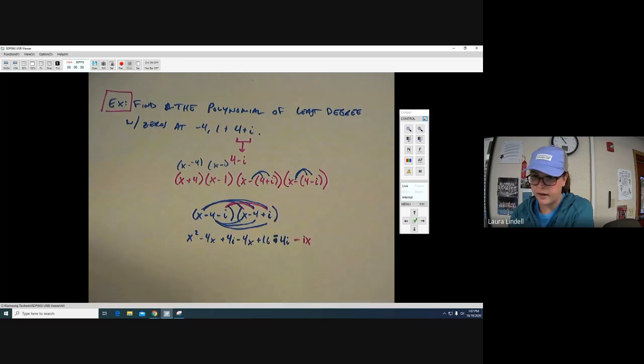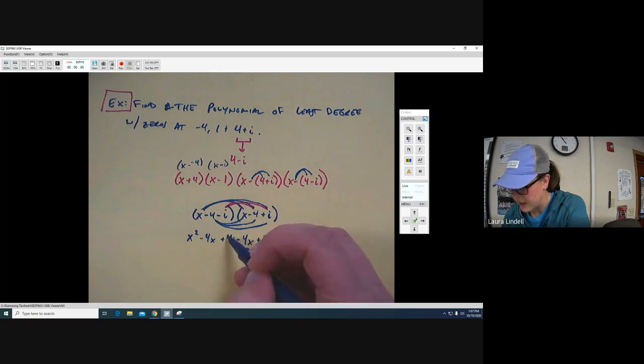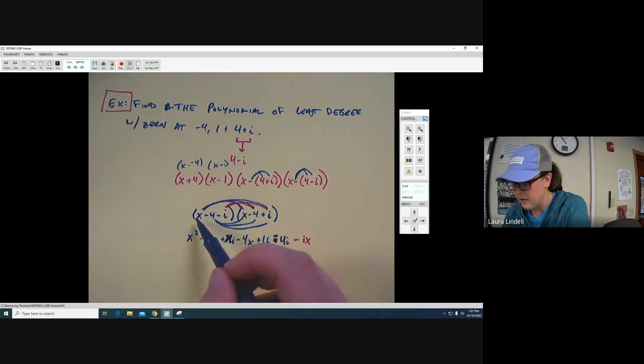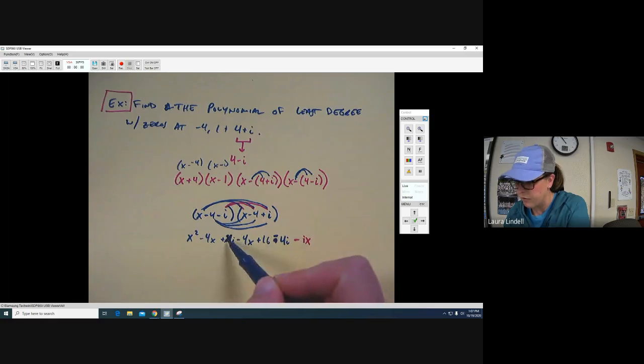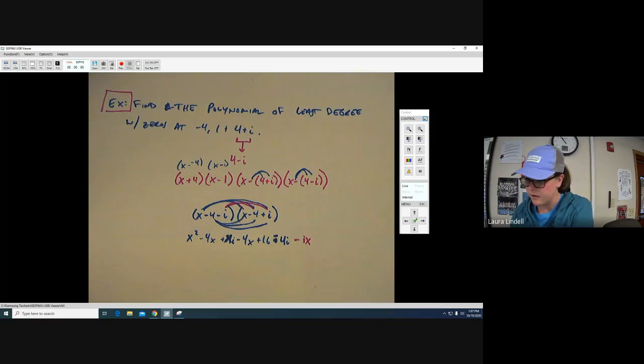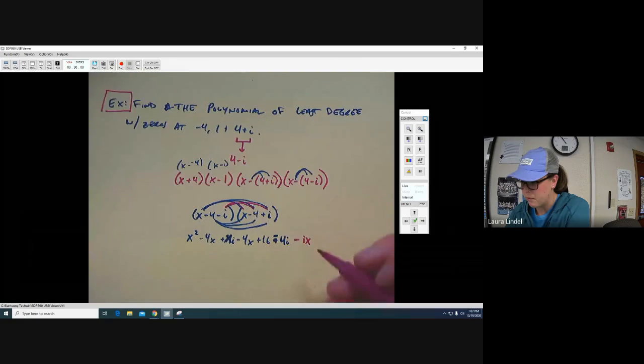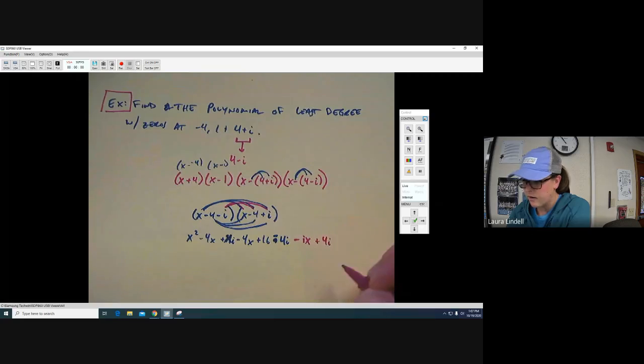Oh, gee. Sorry, guys. This was supposed to be an xi here. My bad. This was supposed to be x times i, not 4. Goodness. All right. Minus ix, and then negative i times negative 4 would be positive 4i. And then negative i times positive i is minus i squared.